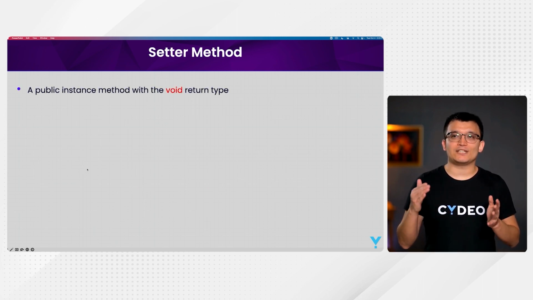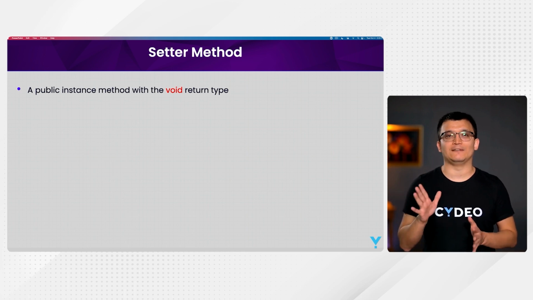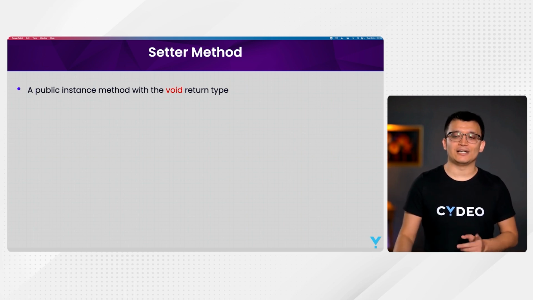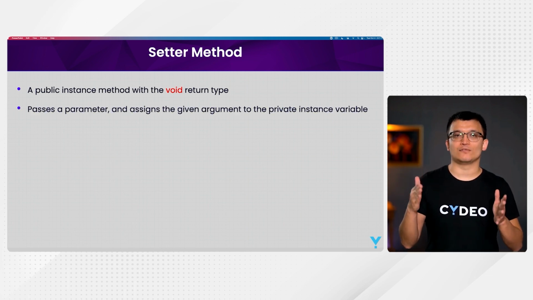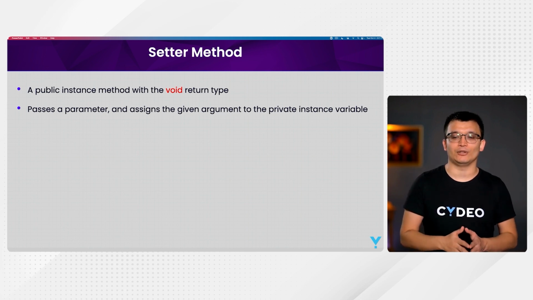Setter is a public instance method with the void return type, which means it does not return any value at all. Because a setter only has one purpose, which is setting the value of the private variable, we do not need to return any additional data from it. And in order to set the value of the private instance variable, it has to take an argument. So therefore the setter passes a parameter.